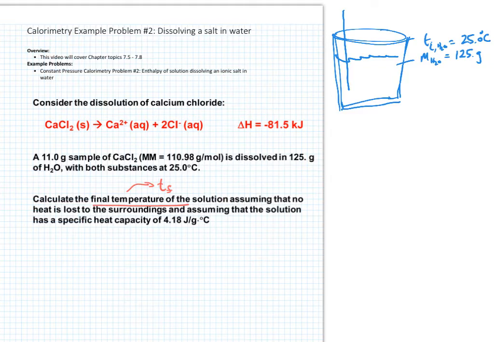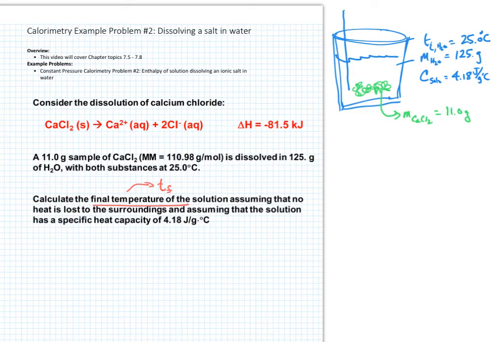And we are dissolving into this some calcium chloride. So we have some calcium chloride salt. The amount of calcium chloride is equal to 11.0 grams. And we know the molar mass. So that's the setup that we have. One more piece of information here. The specific heat of the solution after we make it is 4.18 joules per gram degree C. Okay? That's our basic setup.